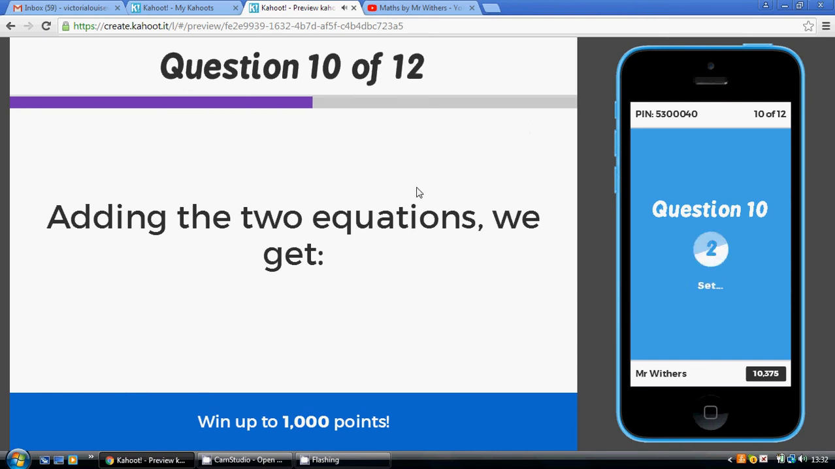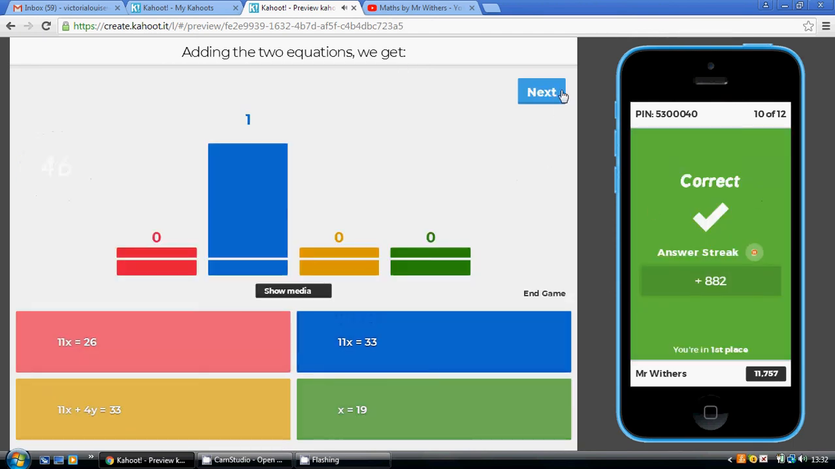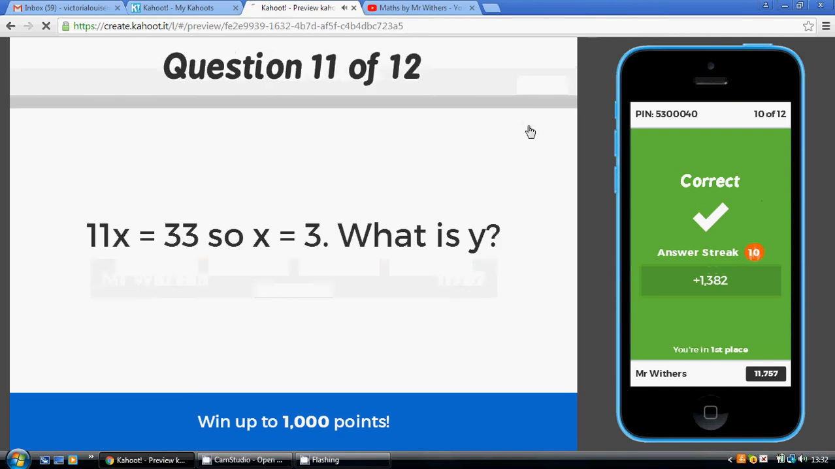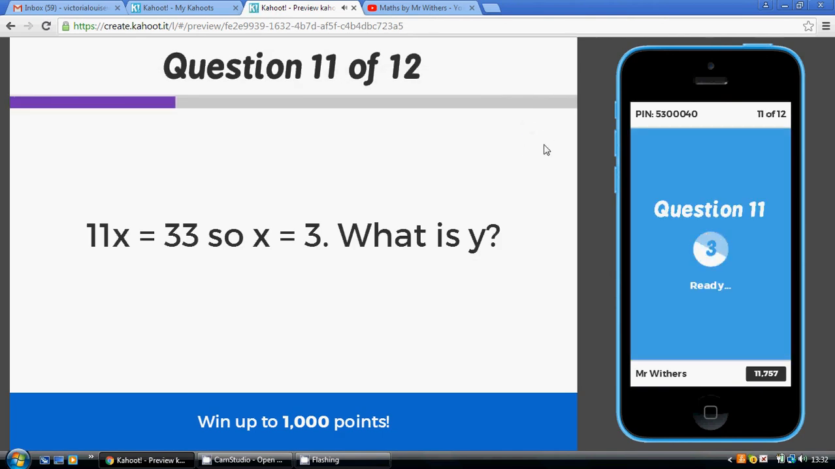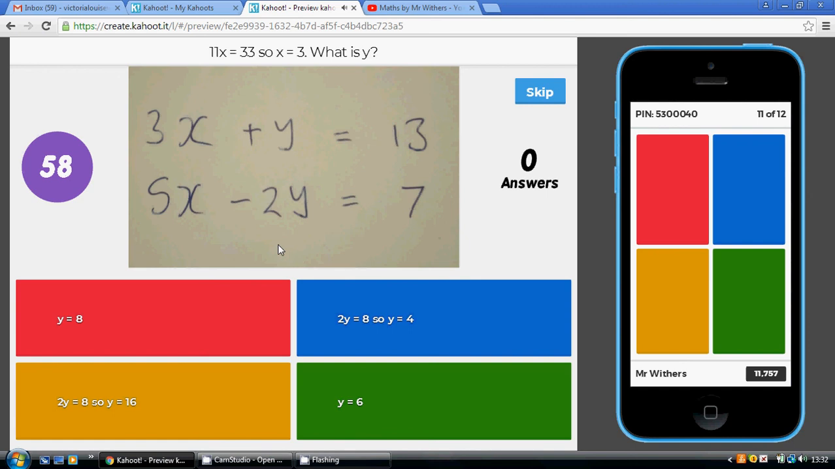So we know we're going to add these two equations. What do we then get? So 6x plus 5x is 11x. The y's eliminate when we add them together. 26 add 7 is 33. So 11x equals 33. So 11x is 33, so obviously x must be 3, because 11 3s are 33.